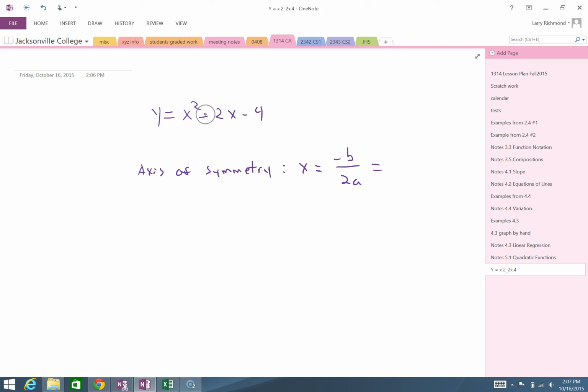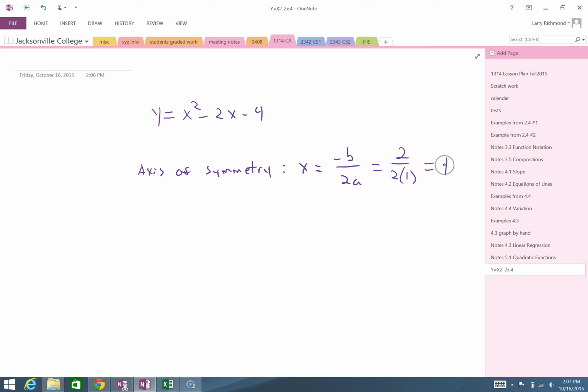So negative 2 being b, negative 2 is a positive 2. 2 times a, the coefficient of my quadratic term is 1, 2 times 1. So 2 divided by 2, that is 1. Thus, we have a vertical line going through 1.